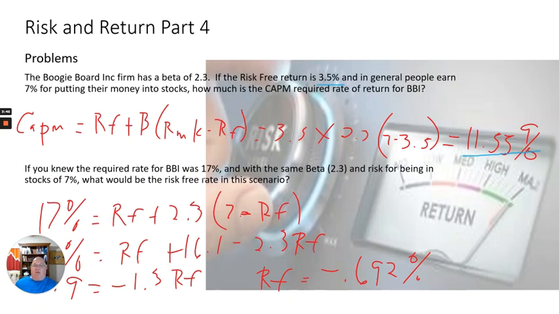It says, what if you knew the required rate was 17%? Now I'm giving you this, and this is pretty common. I actually do this on exams too.